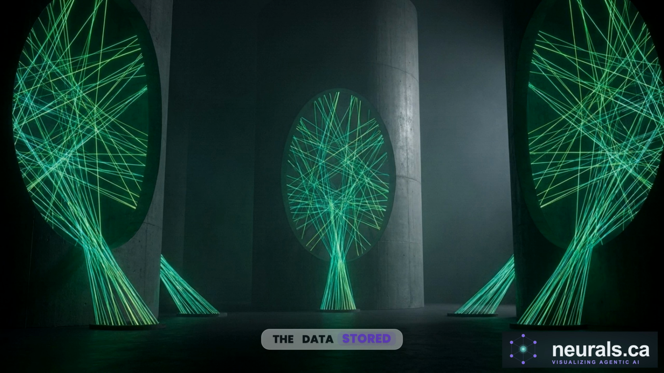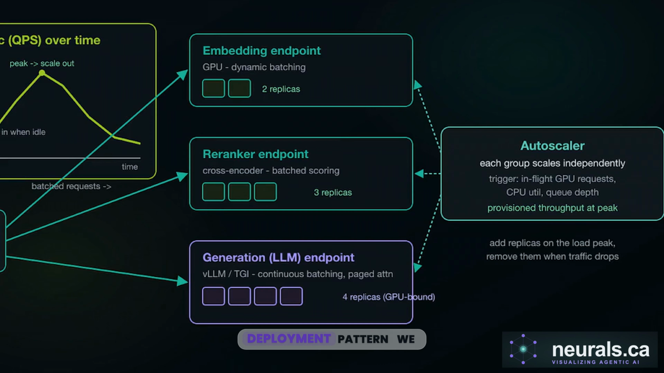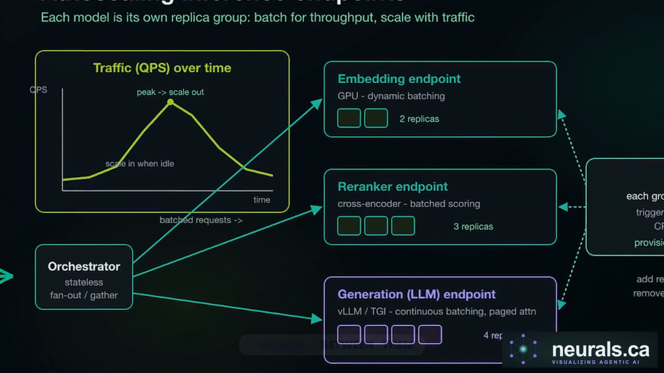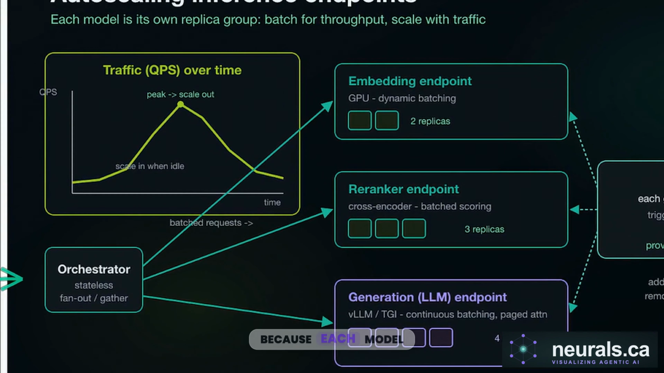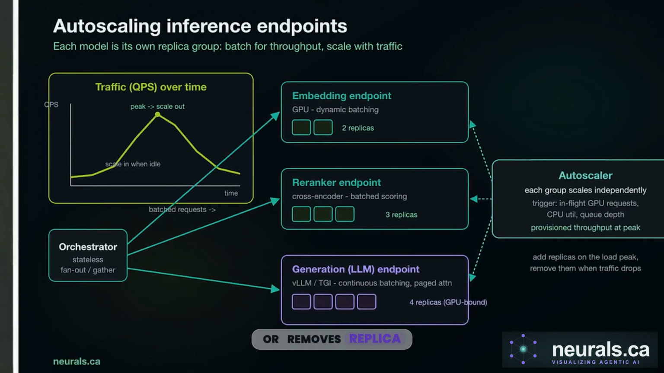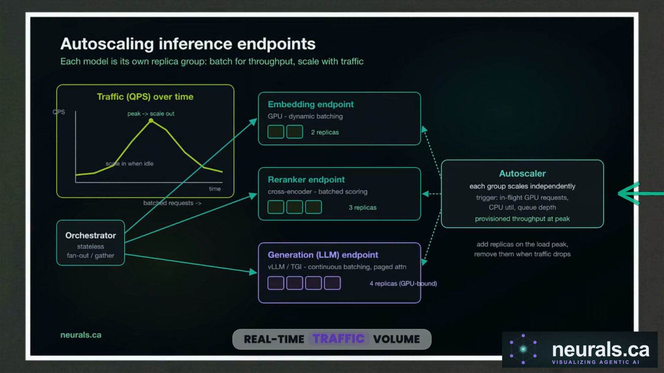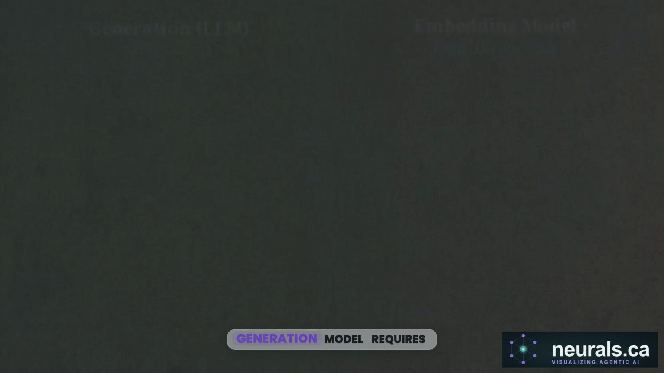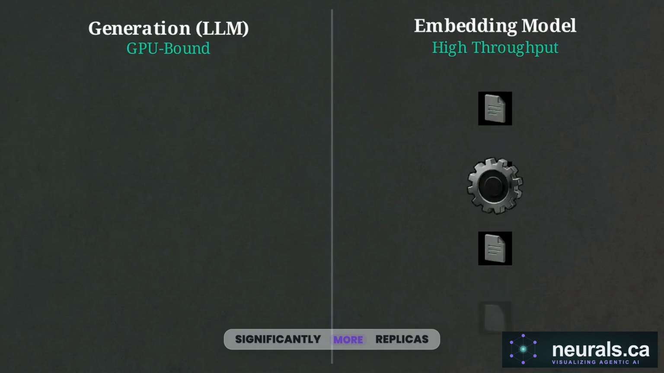With the data stored and searchable, we reach the deployment layer, serving the actual machine learning models that process the text. This maps out the deployment pattern. We place embedding, re-ranker, and generation models on isolated inference endpoints. An orchestrator batches and routes requests between them. Because each model is isolated, an autoscaler independently adds or removes replica groups based on real-time traffic volume. Notice that the generation model requires significantly more replicas.